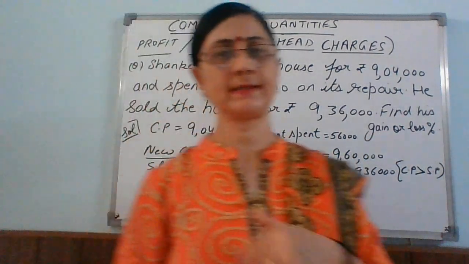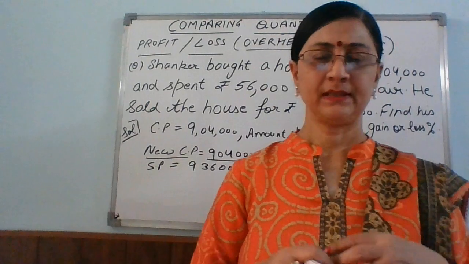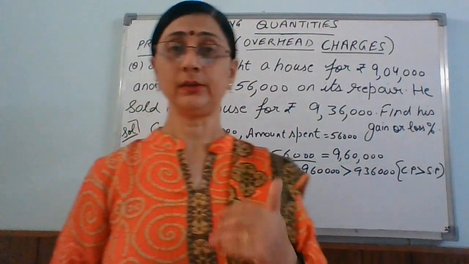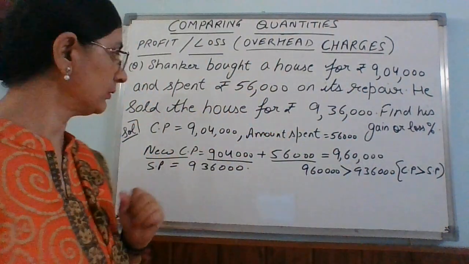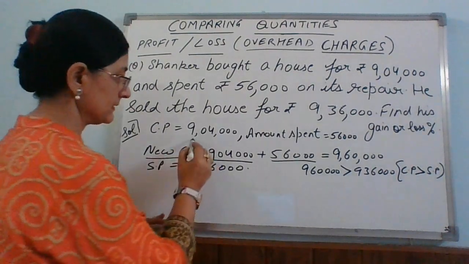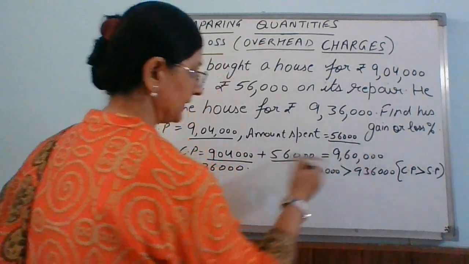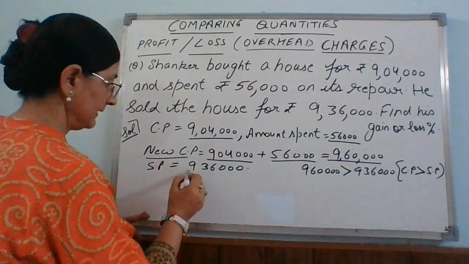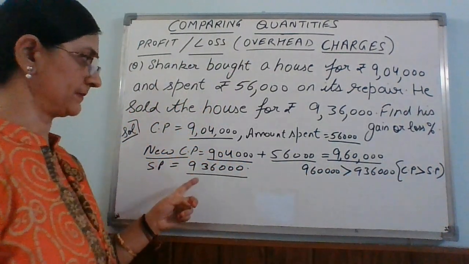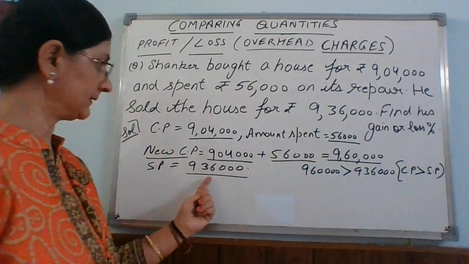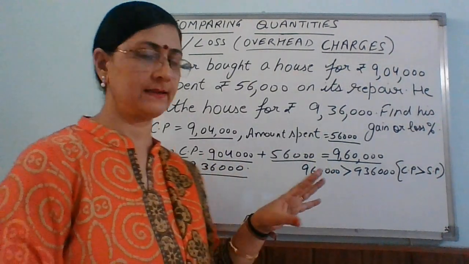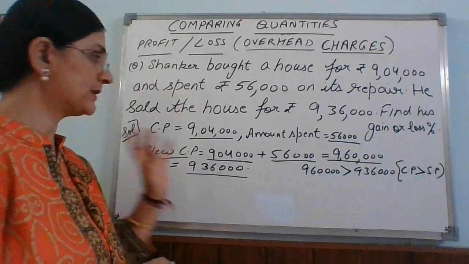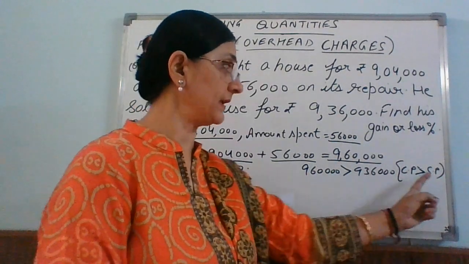First of all, we have to decide whether this Shankar is suffering gain or loss. So how do we find out? Let us see. The new CP is the CP plus the amount spent on the repair. That comes out to be this much. And he sold that house for this much, right? So this is greater than this. This amount, 9,60,000 is greater, which is the new CP. It means CP is greater than SP.